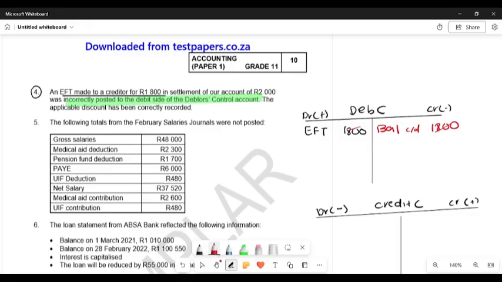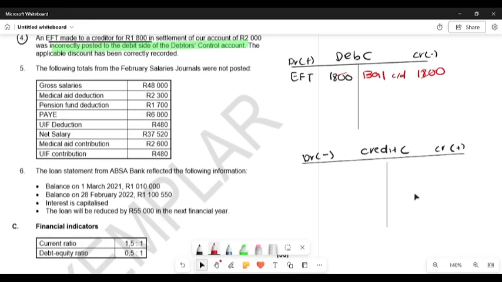Now, this EFT is a payment made to a creditor. Remember, when you pay a creditor, you're basically reducing the amount you owe to them. Hence, that transaction would be recognized on the debit side of your creditor's control, right? So that payment was supposed to be on the debit side of the creditor's control. So this is the correct entry, basically, of the 1.8.